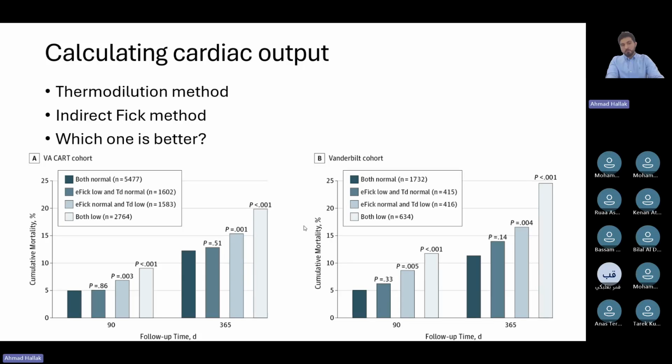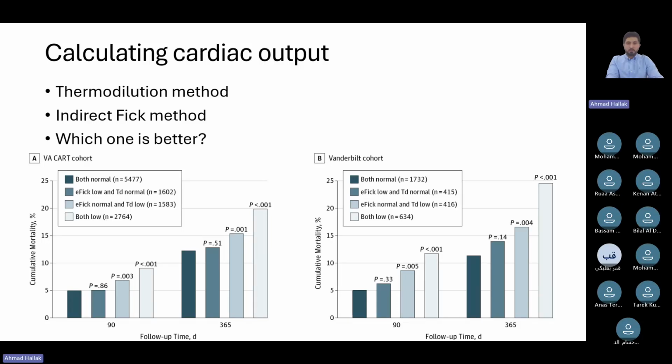We use the FIC at bedside because it's more convenient. Thermodilution, if you were to try and do thermodilution on everyone, it's very resource intensive and not really convenient. Whereas the FIC, all you need to do is draw an oxygen level.